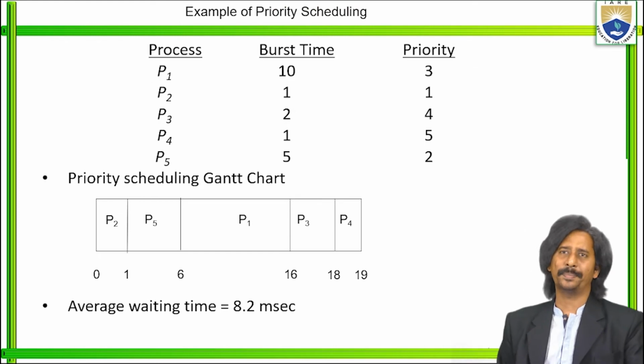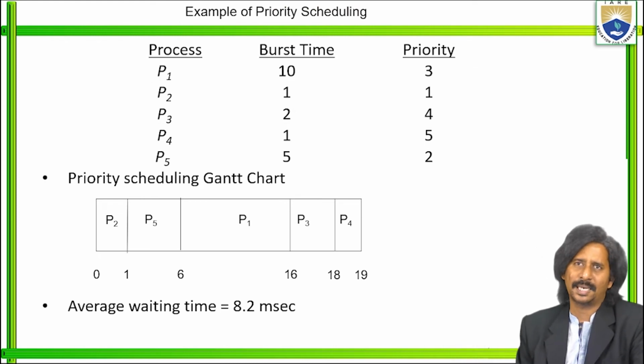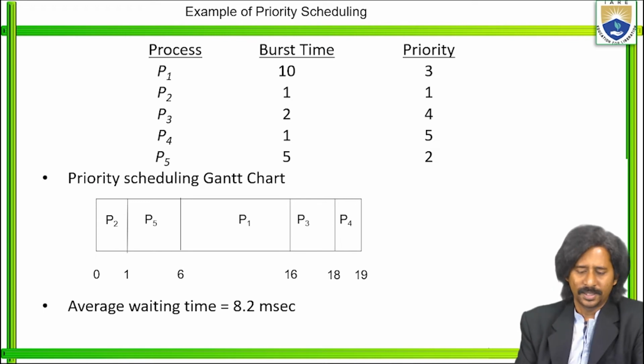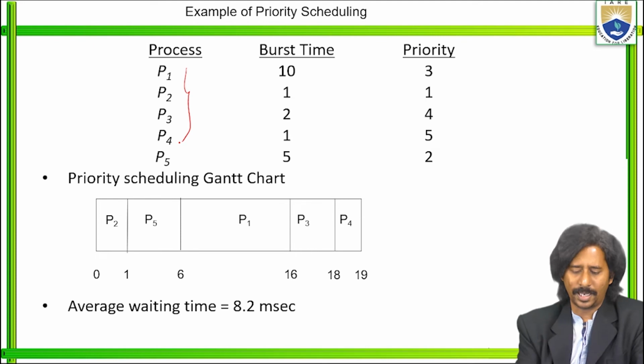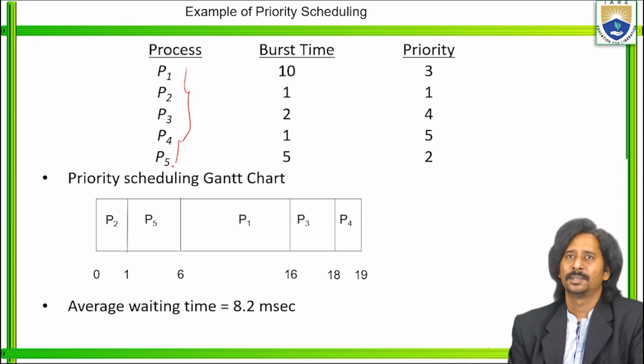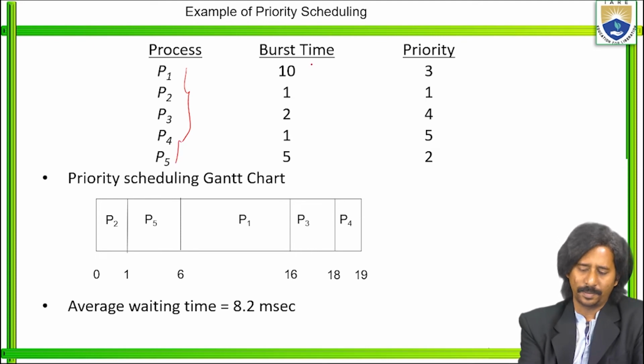So this is the example. With the help of this example, I will explain priority scheduling clearly. See here, we have 5 processes, P1, P2, P3, P4 and P5. The burst times of each process, in milliseconds, are P1 10, P2 1, P3 2, P4 1 and P5 5.